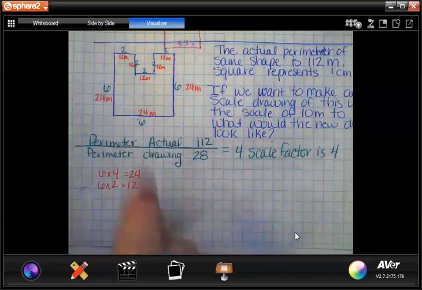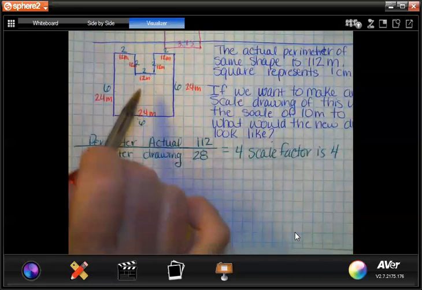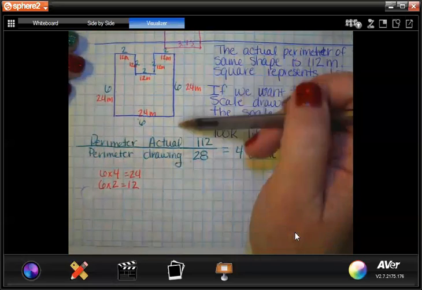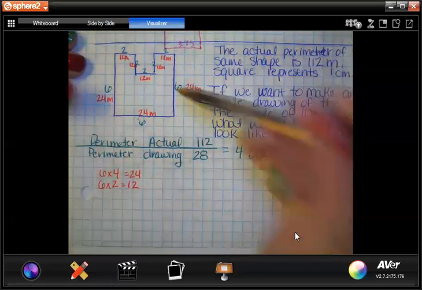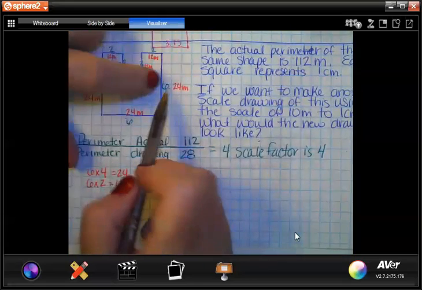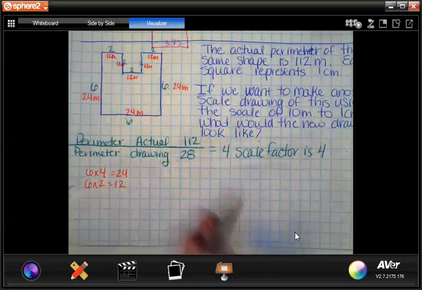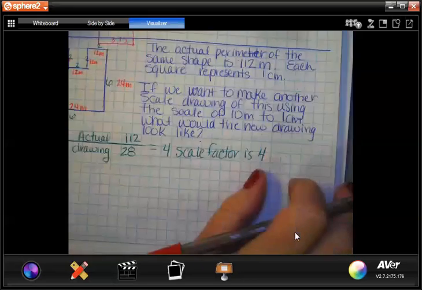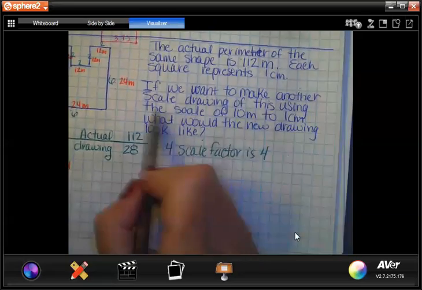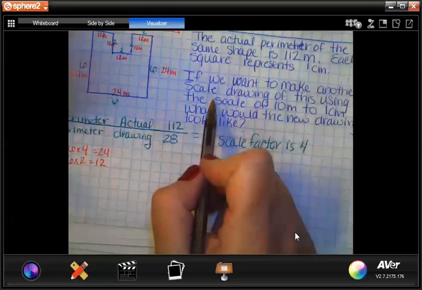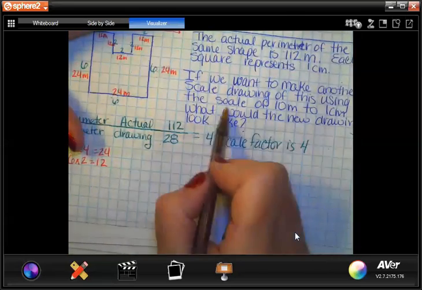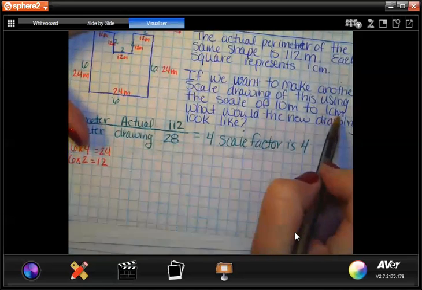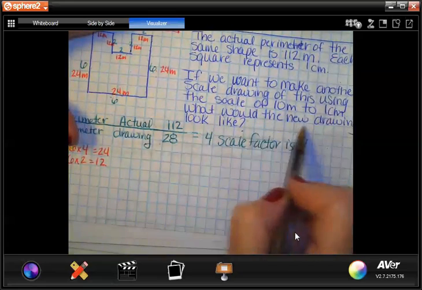So if I were to go build this, whatever shape this is, whatever building it is, I would know that this side, which is 6 centimeters on here, in real life is 24 meters. But now let's look. We want to make another scale drawing of this using the scale of 10 meters to 1 centimeter. What would the new drawing look like?